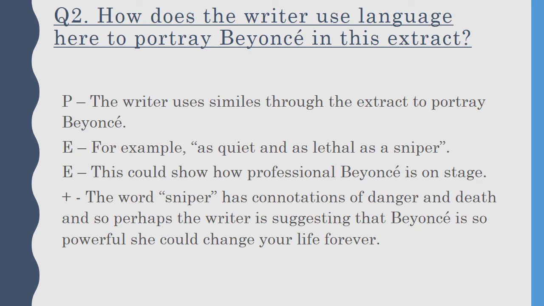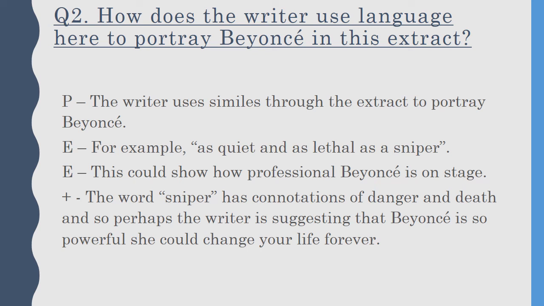Okay, so once you've highlighted and annotated your text, you're then going to need to be using your PEE paragraphs to answer this question. And I think you need to do your PEE plus, so you need to have your point, your evidence, your explanation, and then something else that might be zooming in on a certain word, it might be looking at different connotations, it might be interpreting something in a slightly different way. But this is an example of the PEE.